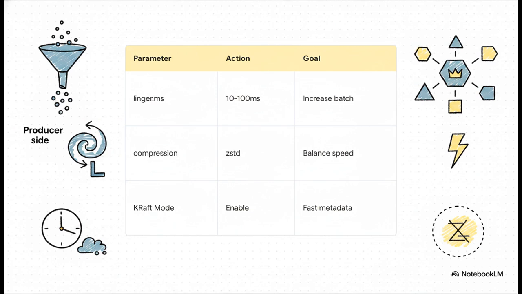Try setting your linger.ms somewhere between 10 and 100 milliseconds. This pools messages into larger batches and can literally double your throughput. Combine that with ZSTD compression. And finally, make sure your brokers are running in KRaft mode. Ripping out Zookeeper entirely speeds up your metadata operations by a massive 30 to 40%.